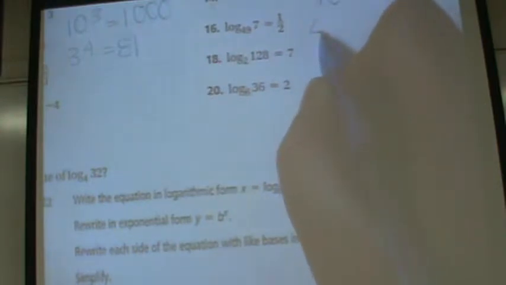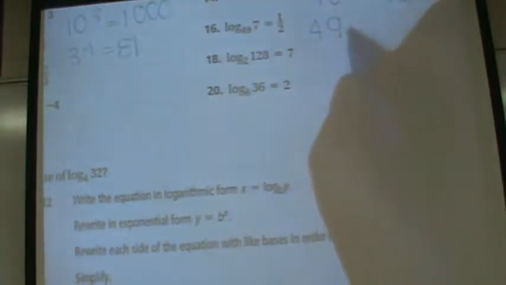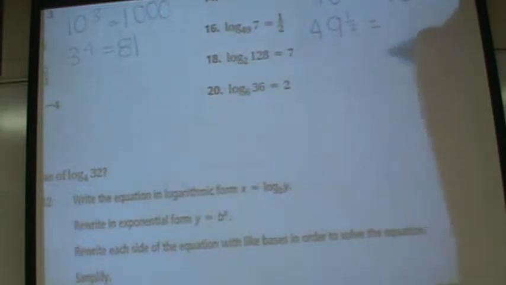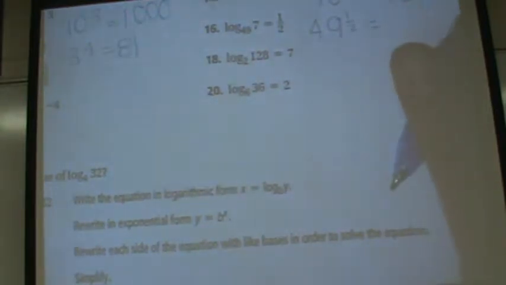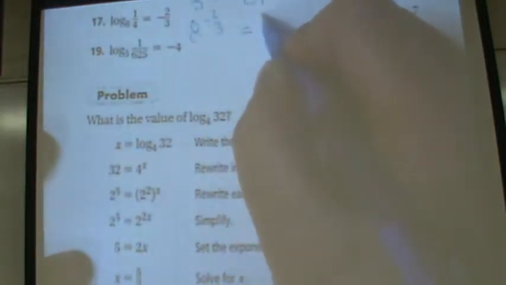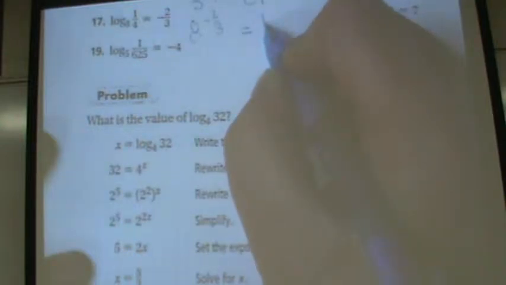49 to the 1/2 power. Do you remember what 1/2 power means? It means square root. Square root of 49 is 7. Next, 17. 8 to the -2/3 power equals, what does it equal, Jenna? 1/4.